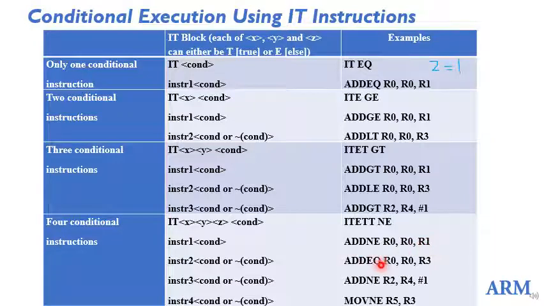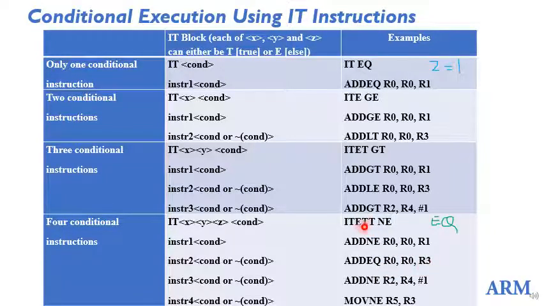The second instruction is pertaining to X. So X here is E, right? X here is E. E means else block. So it should be the complement of this NE. The complement of NE will be equal to. The complement of not equal to is equal to. So the second instruction should have the condition EQ. So ADDEQ R0, R0, R3.